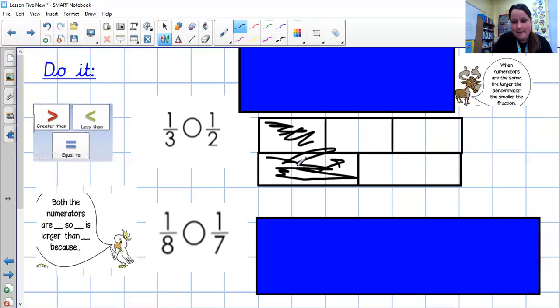So let's have a look. Which fraction is greater? So 1/2 is greater than 1/3. So I'm going to draw my symbol to show that.